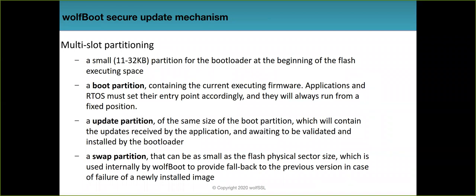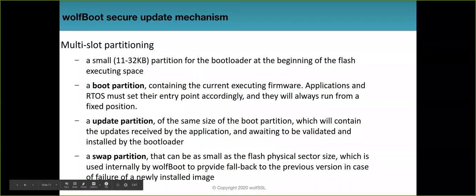So when you do a wolfBoot secure update, it uses multi-slot partitioning. So you basically have the beginning of the flash has a bootloader, and then the boot partition contains the current firmware, and the update partition will contain the update received by the application, and the bootloader will validate it using the key, and if that succeeds, then you do a swap. And there's a small space for a swap partition. This one is to keep track of the state, in case something goes wrong during the update, you can roll back or revert back.